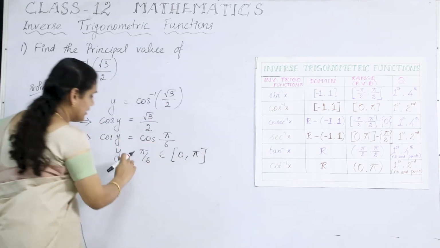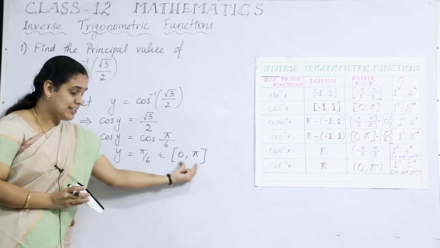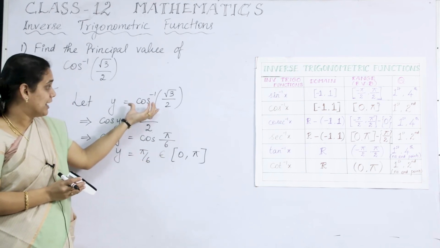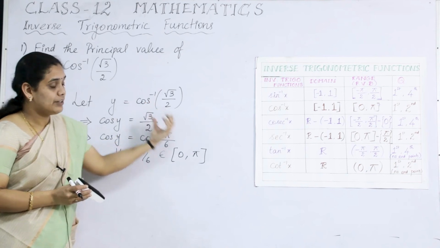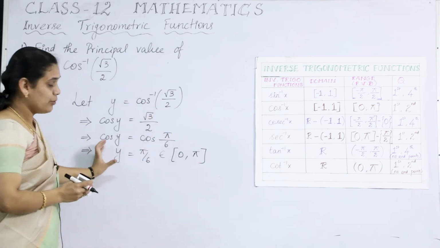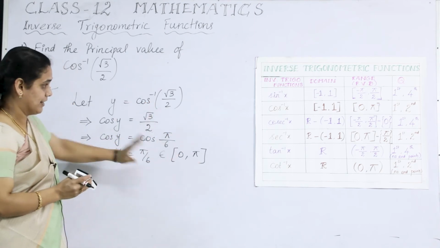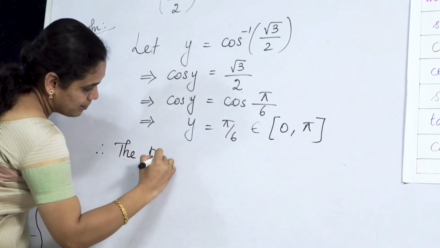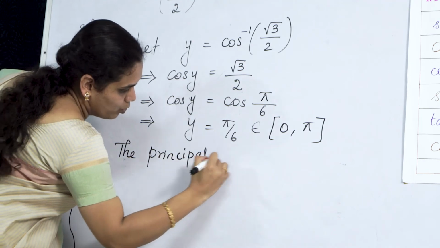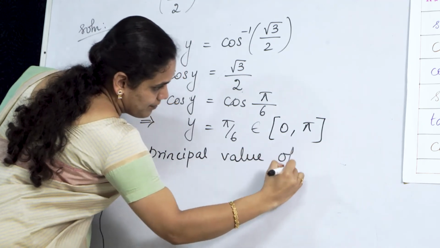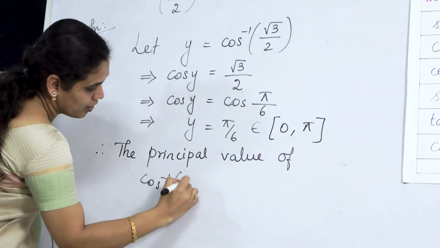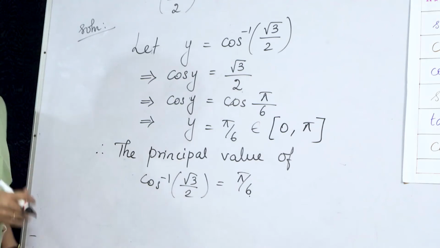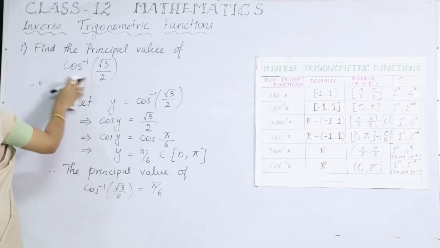Suppose if you are not getting the value in this interval, or it is outside of this interval, we have to further use some appropriate identity to bring the value within this interval. Okay, luckily we got it here, so here our answer ends. So that's all. This is the principal value of cos inverse of root 3 by 2 is equal to pi by 6. All right. Okay. Then we will see one more problem.